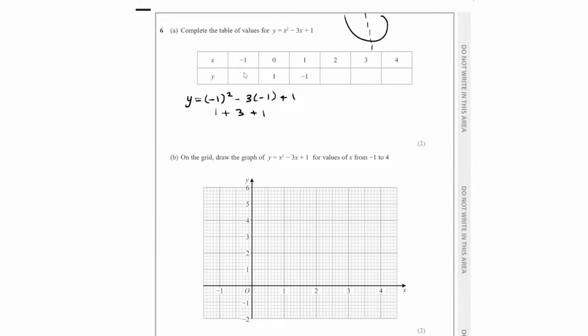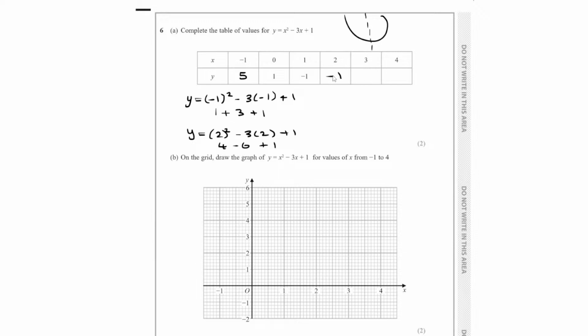So that becomes 5. And then we go along, so we do the same for 2. 2 squared minus 3 times 2, that's now a positive number, so 2 squared is 4, that's minus 6 plus 1. So that's minus 2 plus 1, which is minus 1.